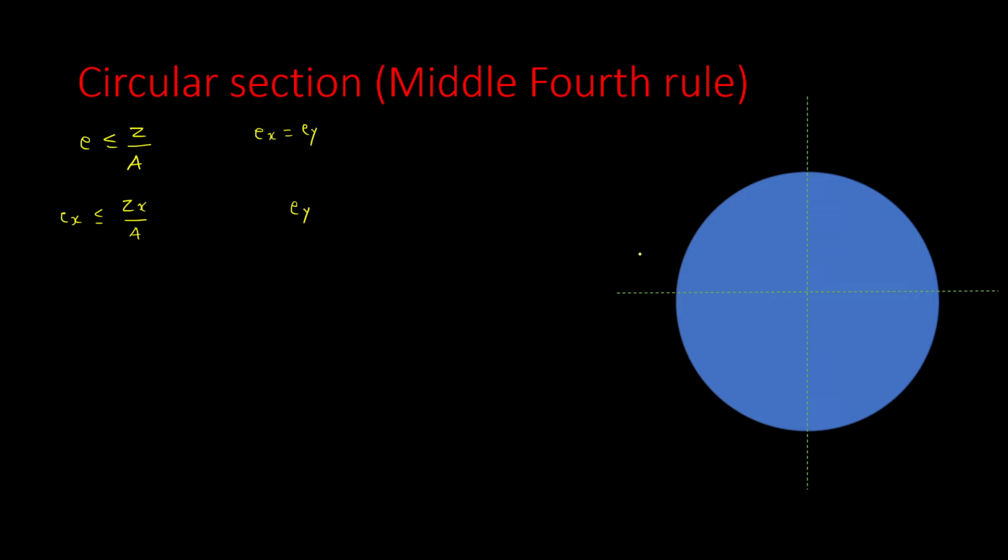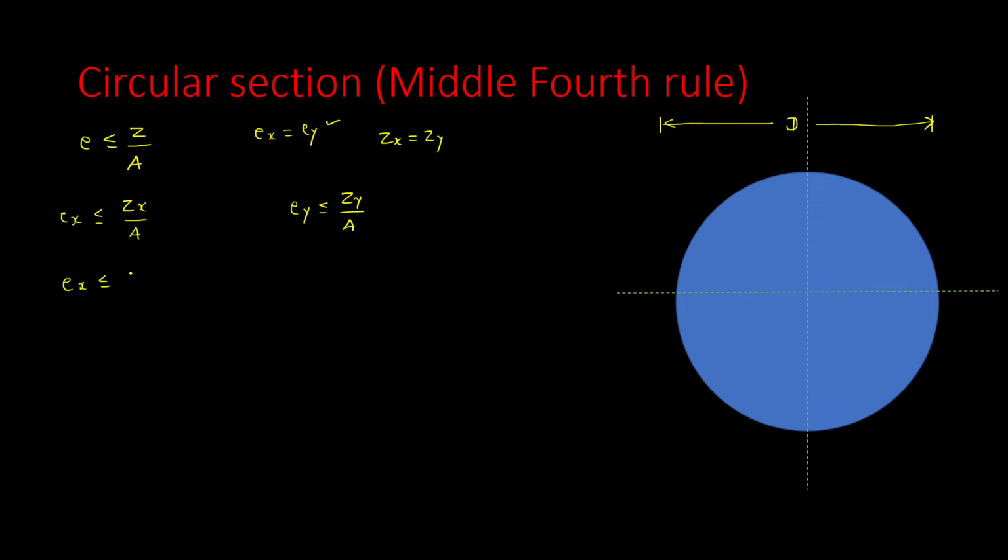So let's give the diameter here first. Let capital D be the diameter of the circle. So Ex is Zx divided by A, and Ey should be equal to Zy divided by A. But we know that for a circle, both Zx and Zy are the same. Hence both Ex and Ey will also be the same.